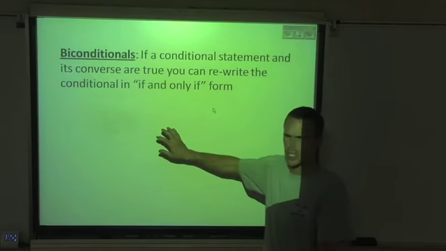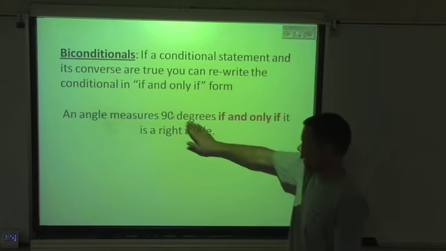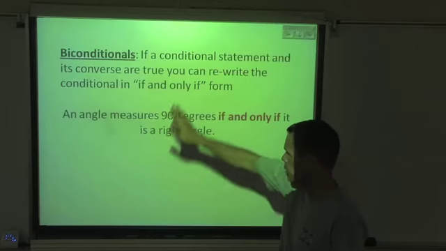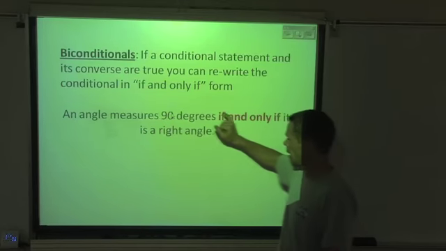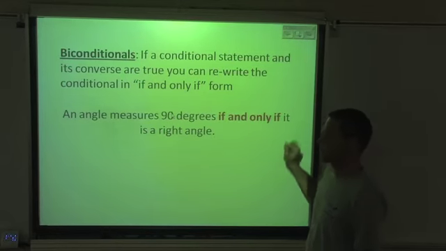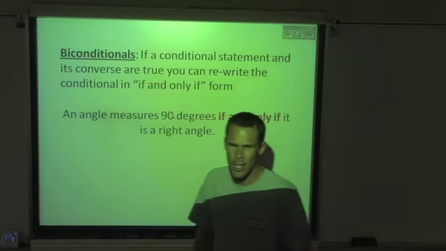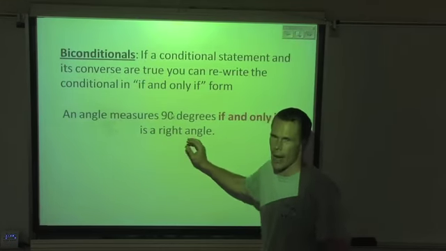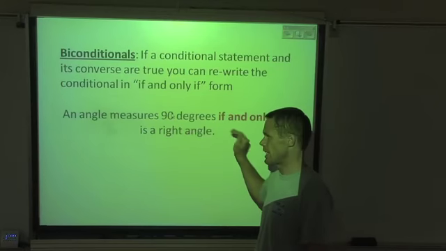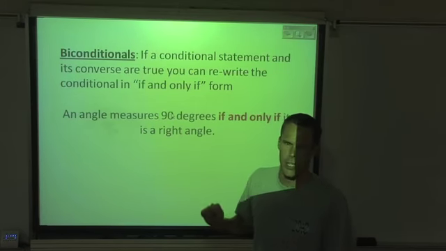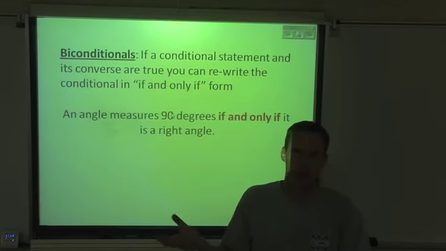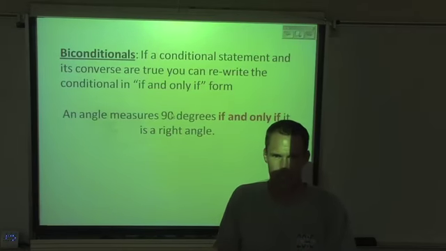Let's take a look at what this looks like. An angle measures 90 degrees. Notice no if. An angle measures 90 degrees if and only if it is a right angle. Now this can be said the other way. An angle is a right angle if and only if it measures 90 degrees. It doesn't matter which condition you choose to write first because it's a biconditional.